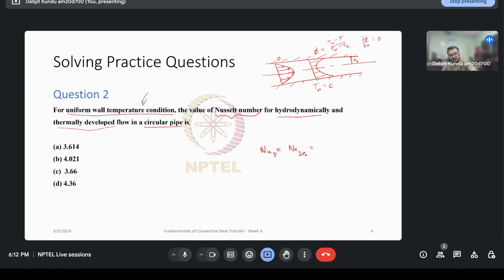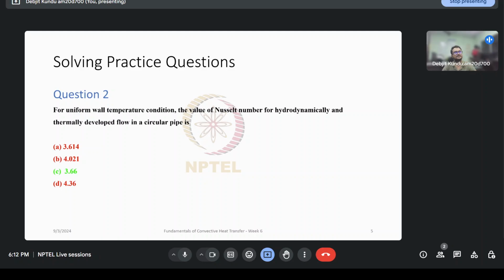Okay, so let's take a look at the solution quickly. It's option C, 3.66. So if you go through the derivation as shown in the lectures, you'll get down to this value. What is more important to note is that, for the uniform wall temperature condition, this number is lower. And in the other case that we saw, that is for a uniform heat flux condition, that value would be higher. So that's one of the main things we will keep in mind.